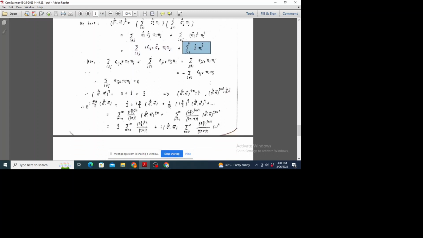Okay, so this is 0. That means this term is going to be 0. So the only non-zero term is this. And as we said, n_i was a unit vector. So that means summation n_i squared will be 1. So that means our final answer for the square of this operator is 0 plus identity, which is equal to identity.